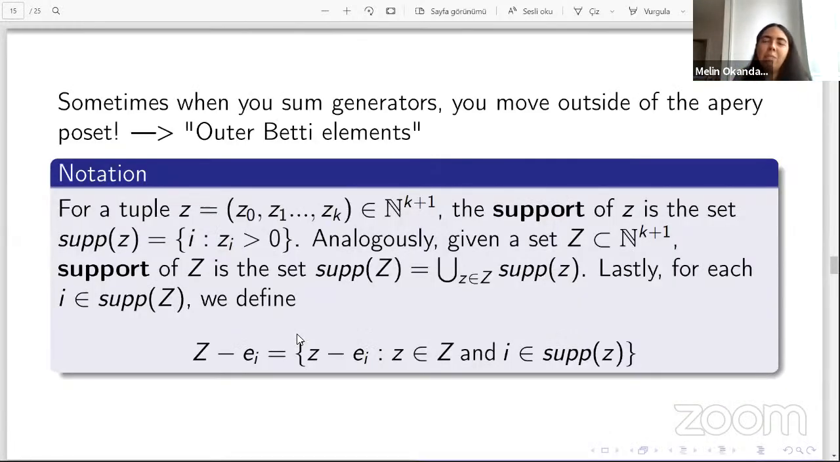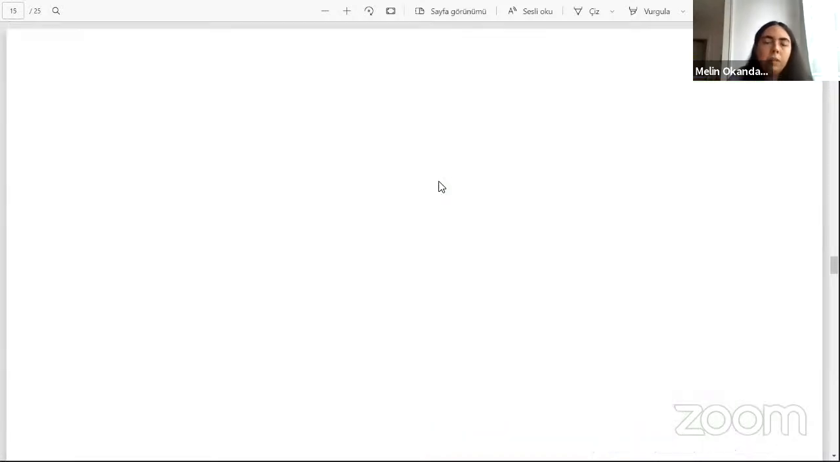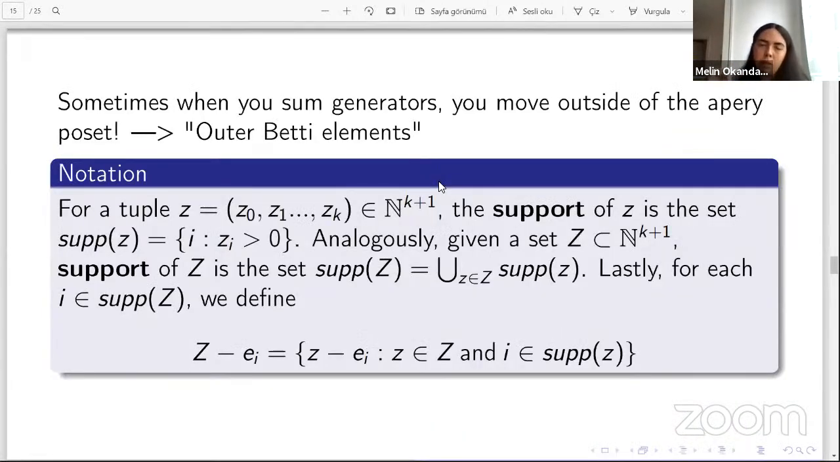Well, okay, as I mentioned before while answering the question, sometimes when you use some generators, you move outside of the Apéry poset. For example, here we do not have any element above 29. We are just adding 20 to 29, we obtain 49, but there is no 38 in here, for example. Some of these elements, with some specification, give us automatic elements, and the number of automatic elements will be essential in counting the sizes of minimal presentations.